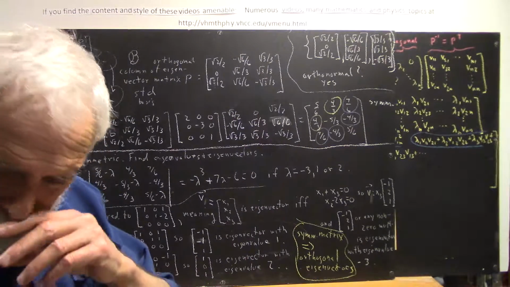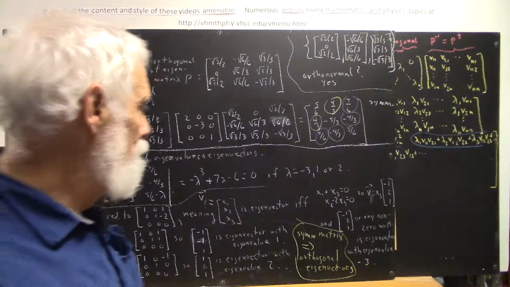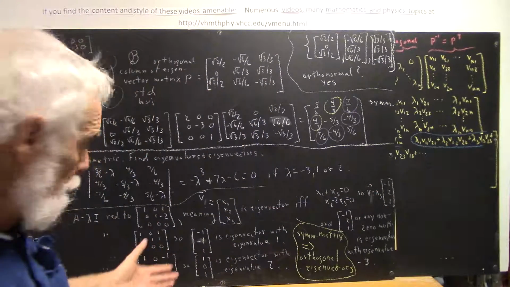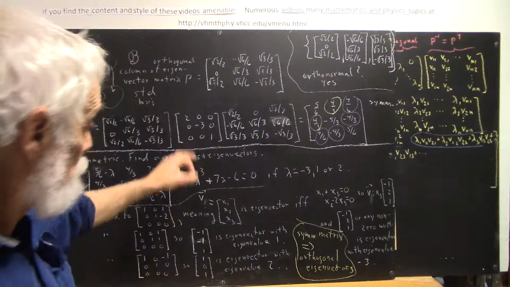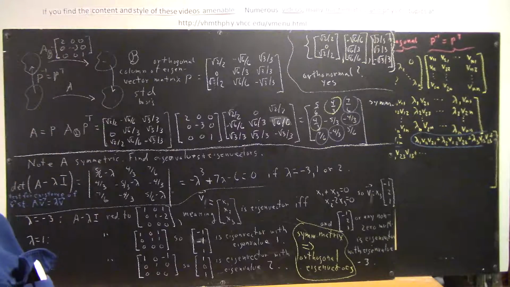So can we somehow get an orthonormal set out of these 3 vectors? Well, we'll do that in the next video.